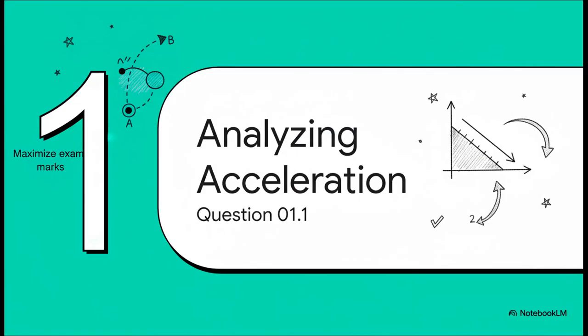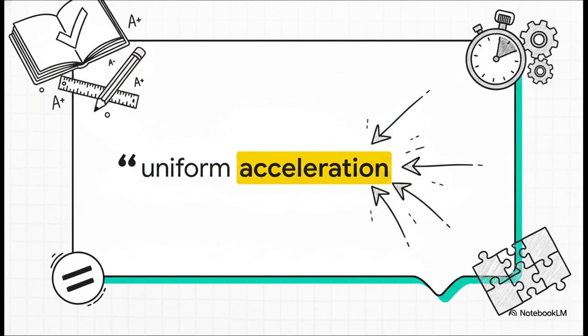All right, first up, let's take a look at the 2-mark question that asks us to describe the ball's motion between points A and B. And check this out. The mark scheme shows us that the perfect 2-word answer that nails both marks is simply uniform acceleration. It's clean, it's precise, and it's exactly what they want to see.